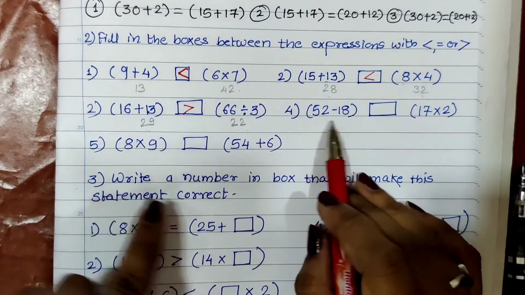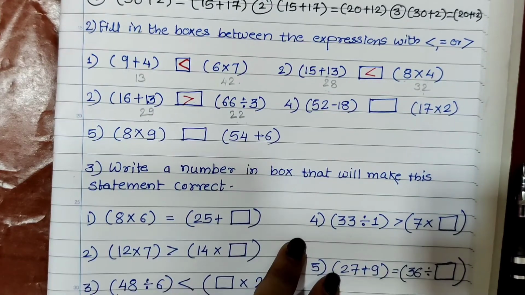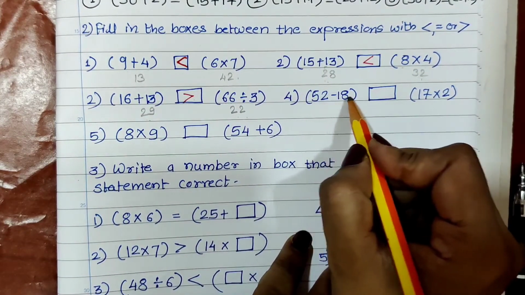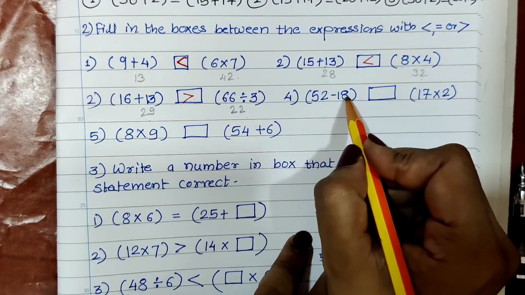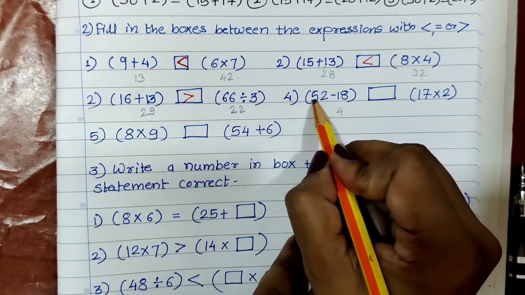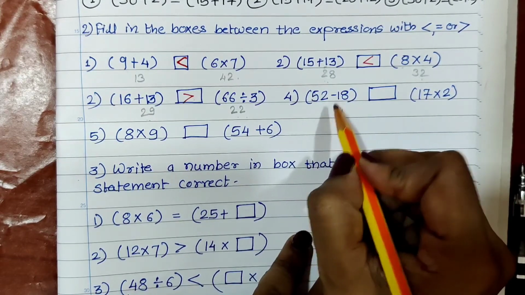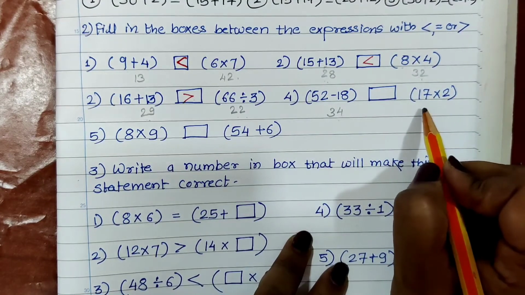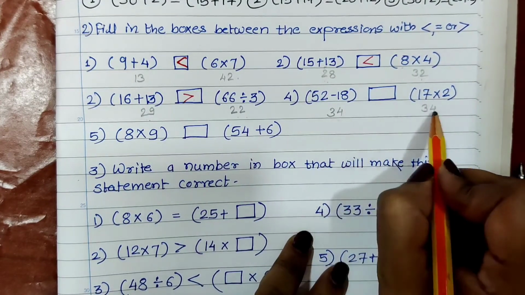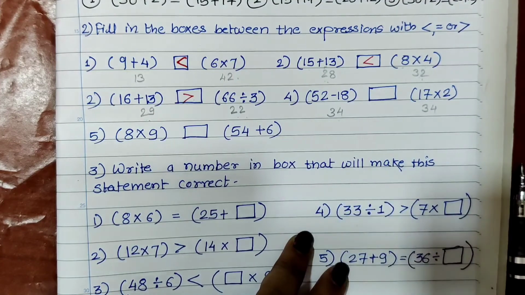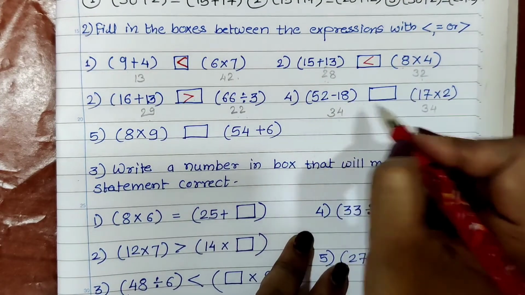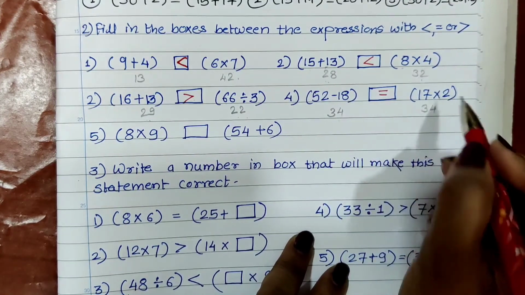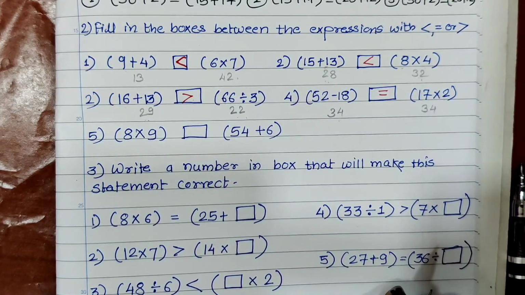Now next is 52 minus 18. So first do this, 52 minus 18. 2 minus 8 cannot be done, so we have to do 12 minus 8. It will be 4. 1 we have borrowed, so it becomes 4. 4 minus 1 is 3. So we have got 34 here, and 17 into 2 is also 34. Answer of both these brackets is 34, 34. That means they are equal brackets. So answer is same. That means 52 minus 18 is equal to 17 multiplied by 2.